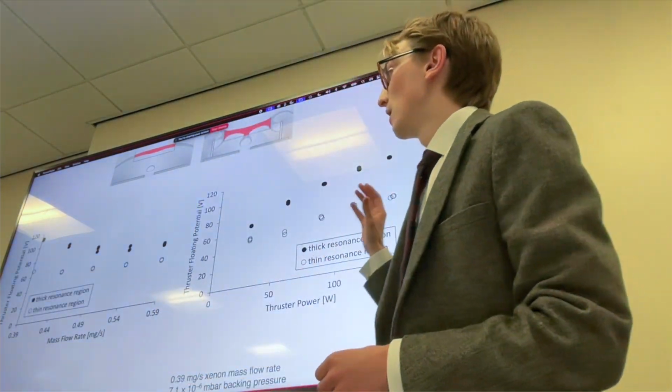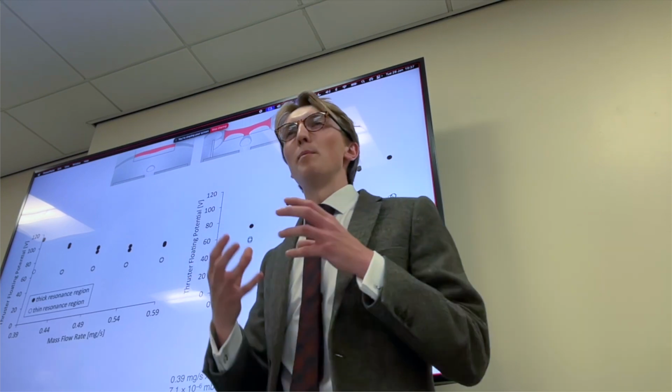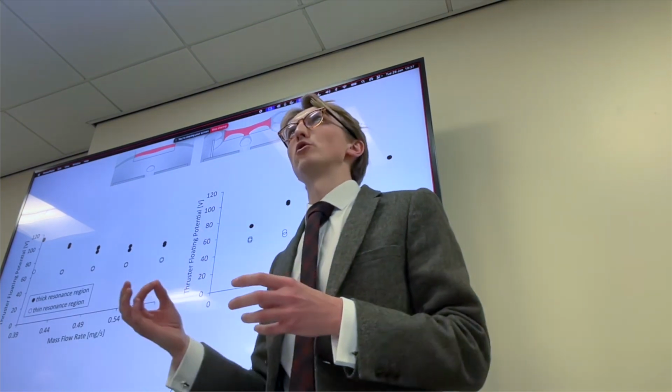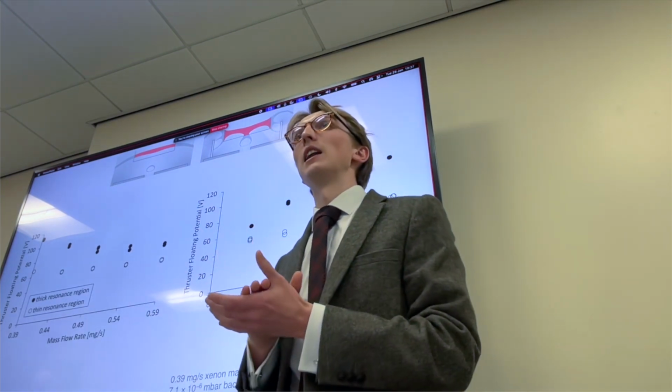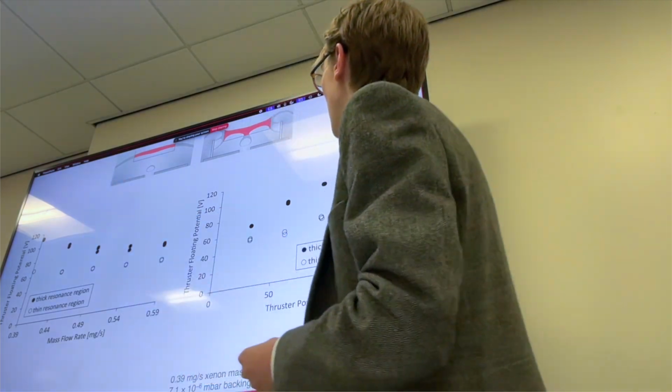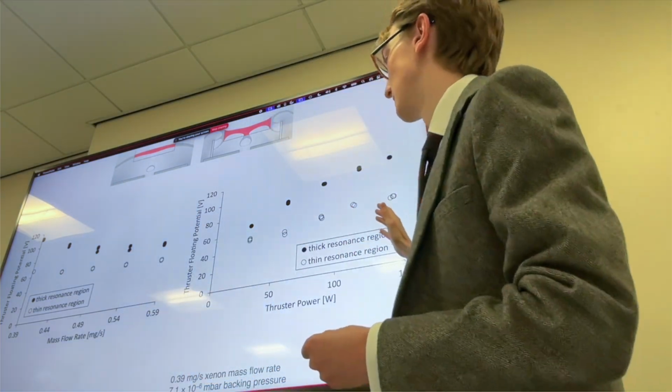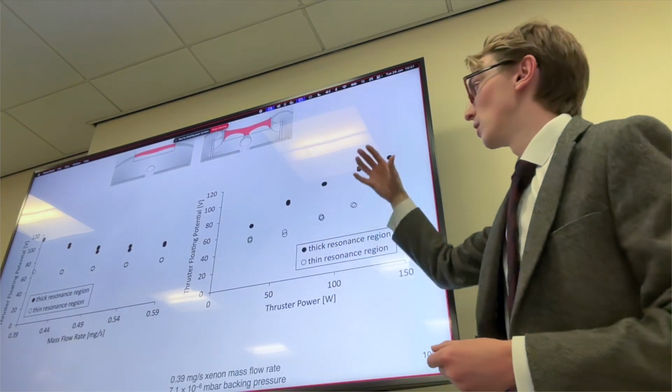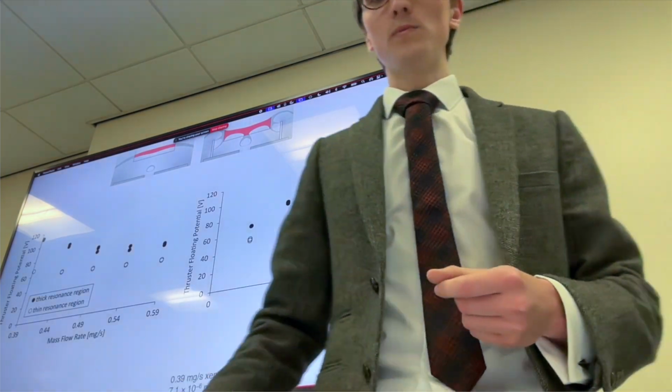I also measured thruster floating potential, which is thought to be a measure of the accelerating electric field for the ions. And you can see for all cases tested, the thicker resonance region produces higher potentials.